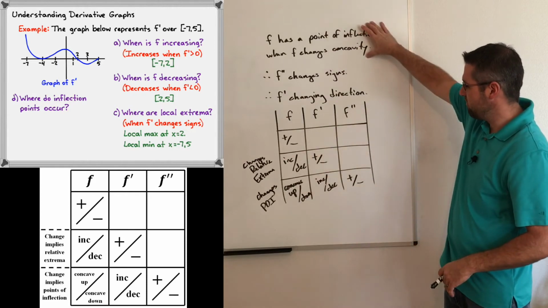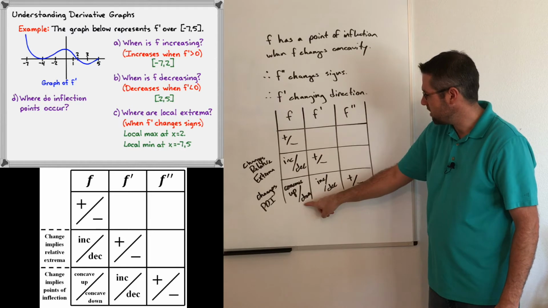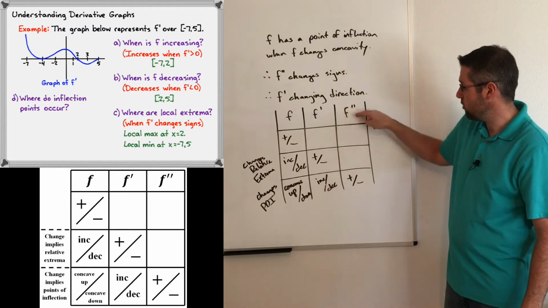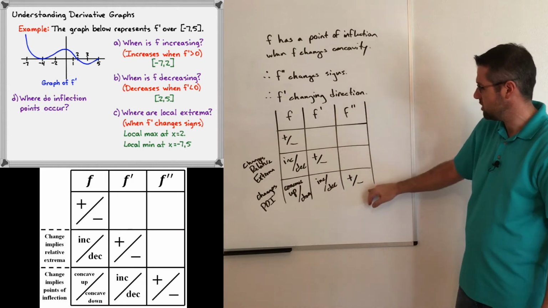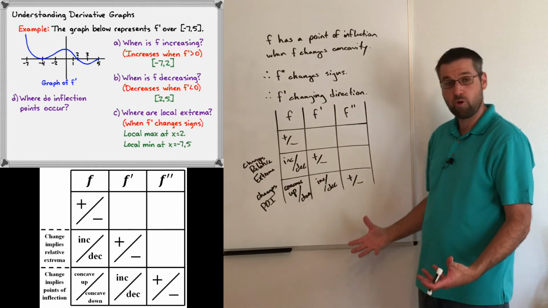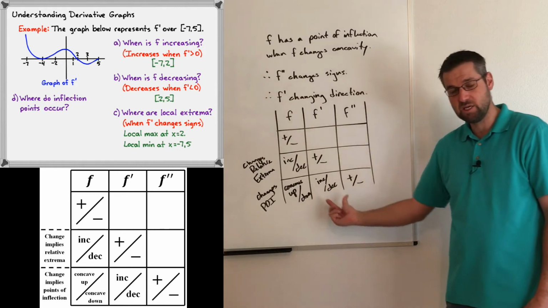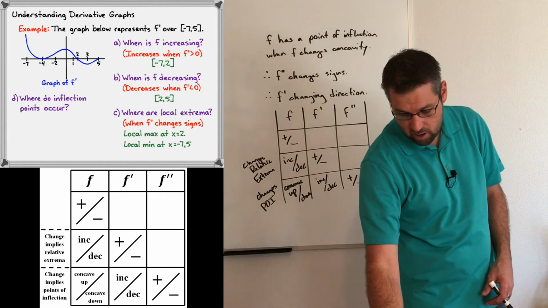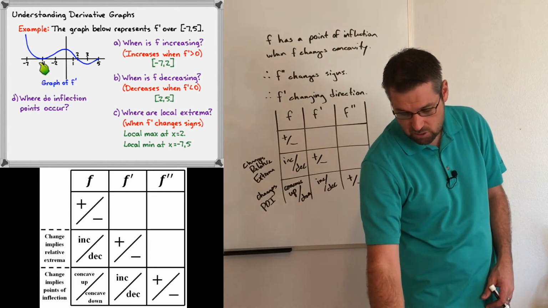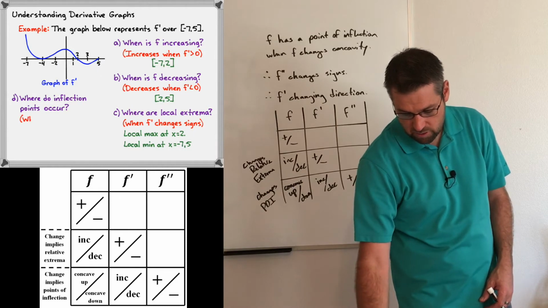F has a point of inflection when it changes concavity. But we can also interpret it one of these two ways: either F prime is changing direction or F double prime is changing signs. Since we're looking at the F prime graph, we're looking at this. When does F prime change from increasing to decreasing, or from decreasing to increasing? And we can see on this graph here, it changes direction at x equals -4, x equals 0, and x equals 3.